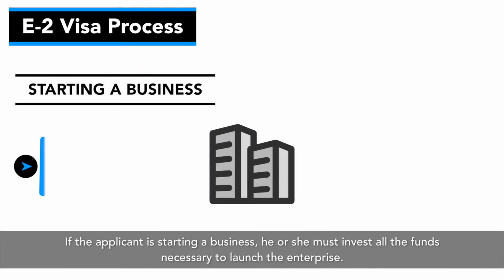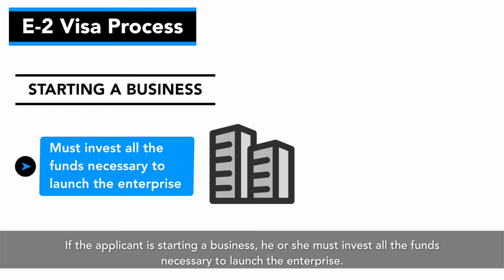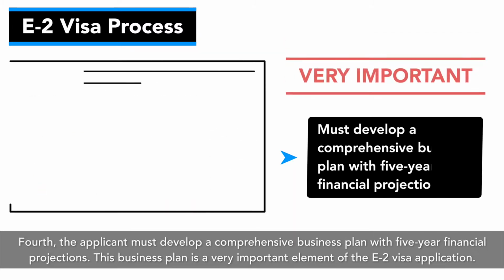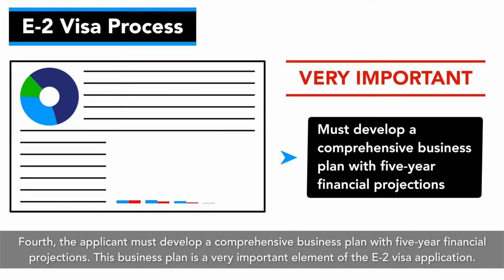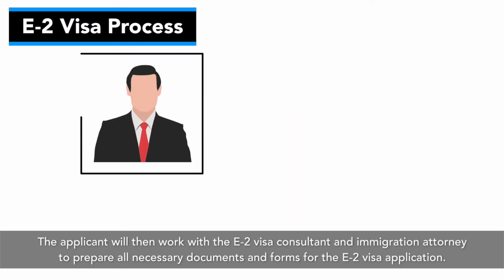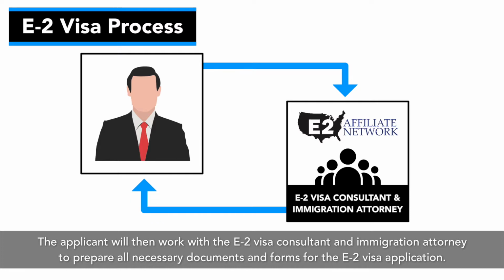If the applicant is starting a business, he or she must invest all the funds necessary to launch the enterprise. If the applicant is buying a business, he or she must purchase the business. Fourth, the applicant must develop a comprehensive business plan with 5-year financial projections. The business plan is a very important element of the E-2 visa application. The applicant will then work with the E-2 visa consultant and immigration attorney to prepare all necessary documents and forms for the E-2 visa application.